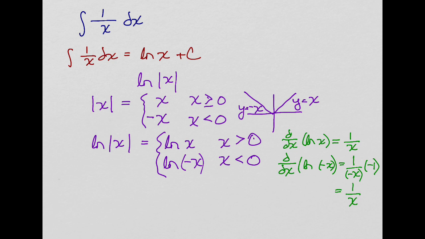So the derivative of the natural log of the absolute value of x, that's a mouthful, is 1 over x regardless of whether x is positive or negative. So that will work as the antiderivative of 1 over x. The antiderivative of 1 over x, or x to the negative 1, is the natural log of the absolute value of x plus the constant of integration.